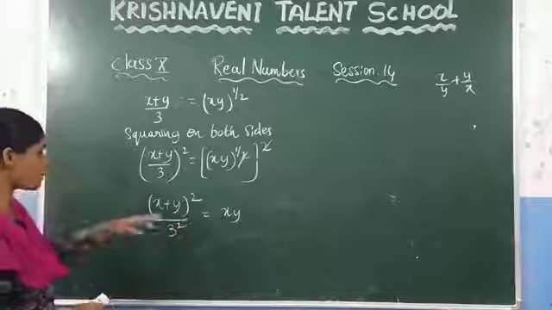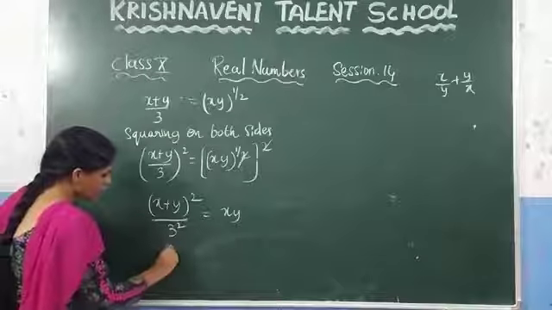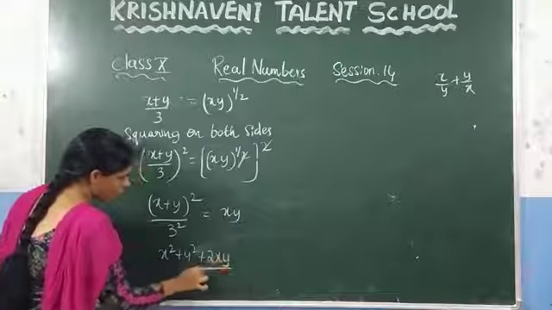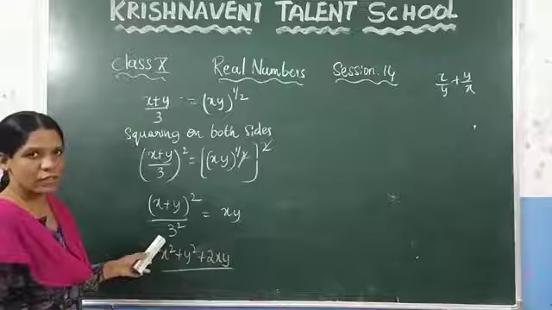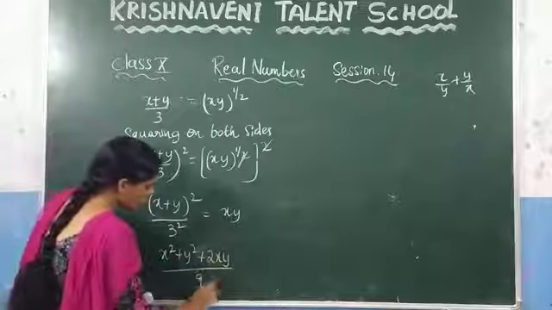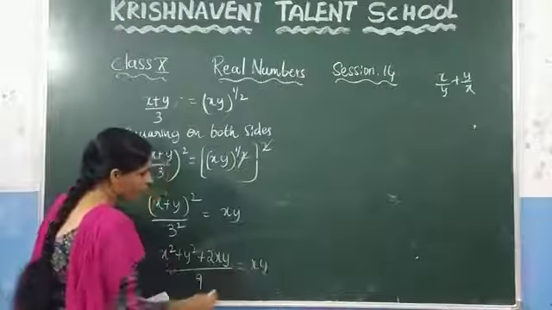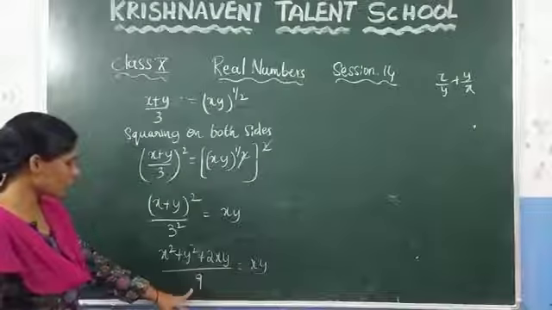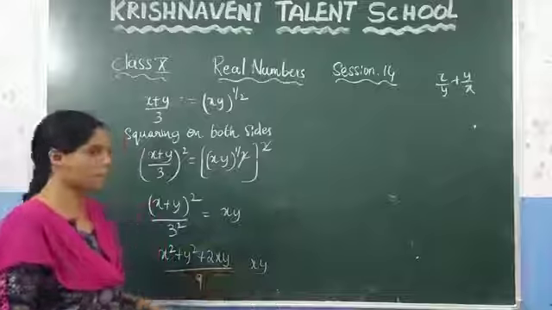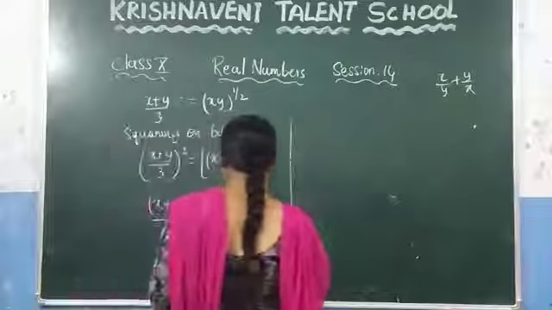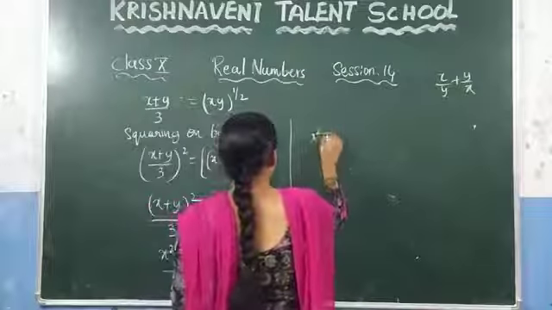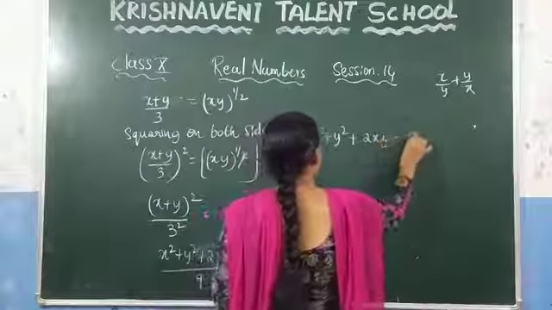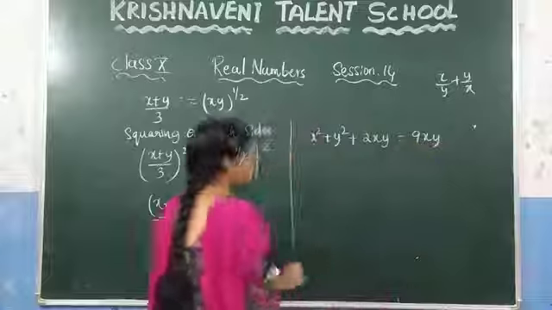So here you can expand this one. What you will get is x square plus y square plus 2xy by, what is the value of 3 square? 3 into 3, which is 9, and is equal to xy. Take this 9 to this side. Since we are dividing here, if you take this 9 to this side, it will become multiplication. So what you will get here is x square plus y square plus 2xy is equal to 9 into xy, which is 9xy.